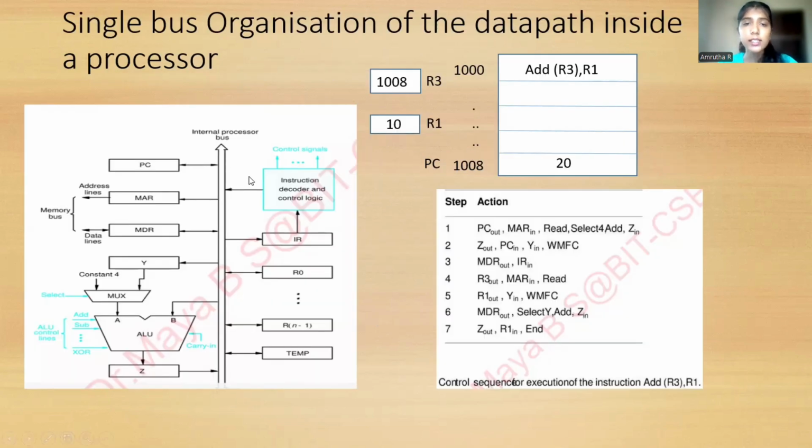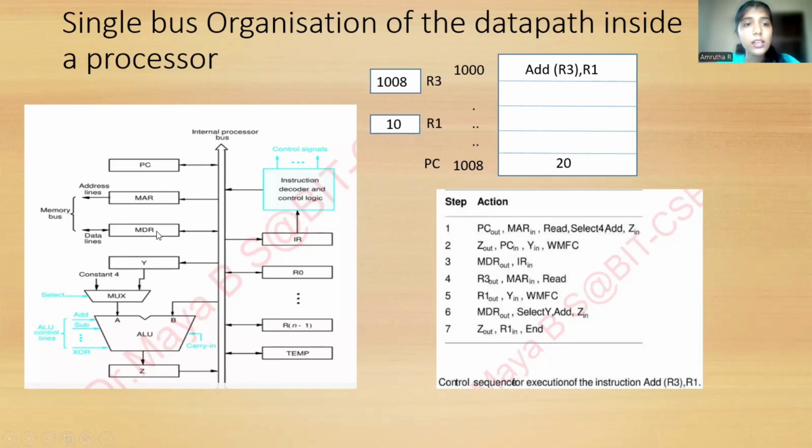Now we will see the single bus organization of data path inside a processor. This means how, with the help of a single bus, the data is transferred among the components of the processor. We already know some of the components such as the program counter. The content of the PC is sent to MAR, which is the memory address register, and then using address lines and the memory bus, that particular content is transferred into the memory data register.